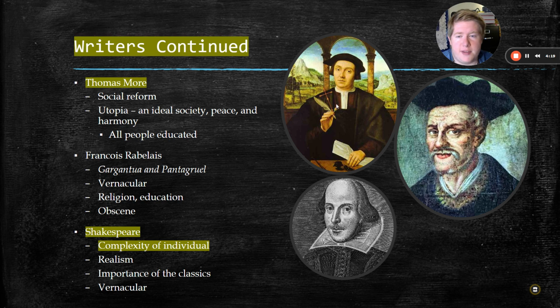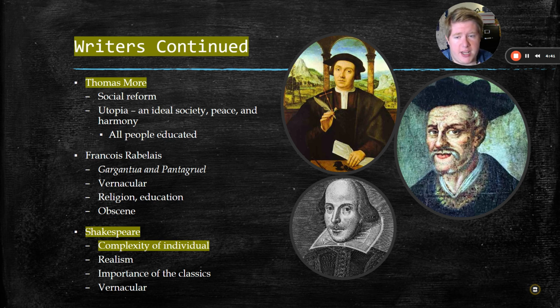So we have Thomas More, this gentleman right here, who also called for social reform. He wrote the book Utopia, which talks about an ideal society, peace, and harmony. We'll talk about utopias a lot. He called for all people to be educated, but utopias, I hate to burst the bubble, look great on paper. They don't work in reality, though.